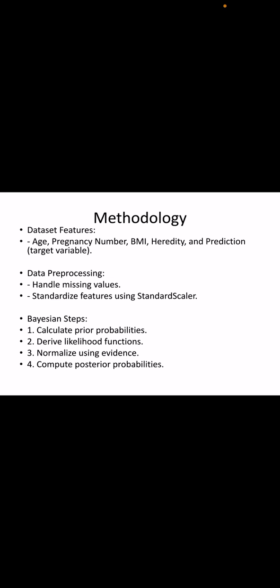And in the Bayesian step, we first calculate the prior probabilities, then we derive the likelihood functions, then we normalize using the evidence, that is P of E. Then we compute the posterior probability. We finally compute the posterior probabilities.